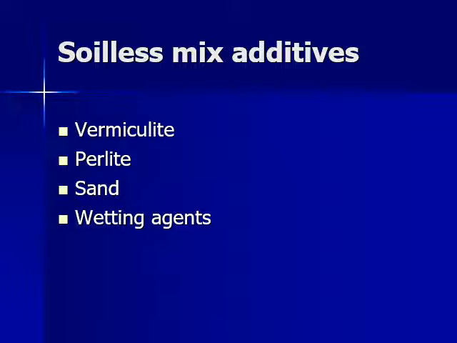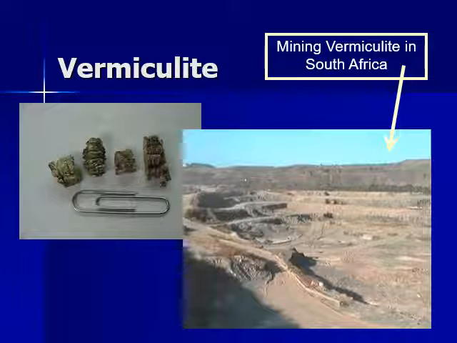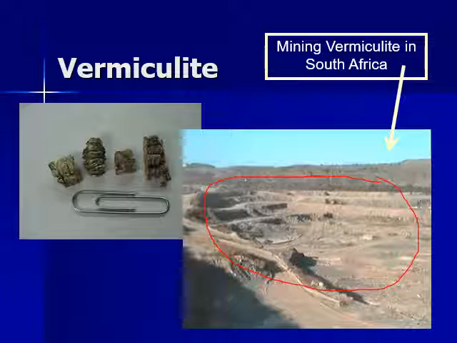When we talk about soilless mixes, there's always things we add to those mixes to improve them, right? So here's the list: vermiculite, perlite, sand, and wetting agents. Vermiculite is mined from the ground. This is an open pit mine in South Africa, but they're mined in different places. In Canada, we have a couple in Quebec. These are some chunks. You can see their size relative to a paperclip.